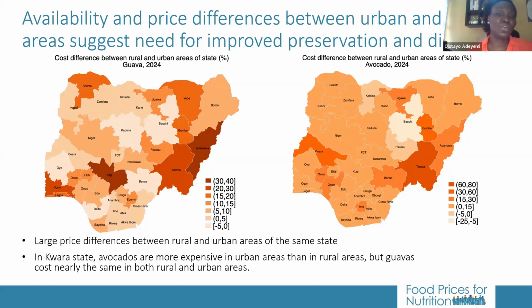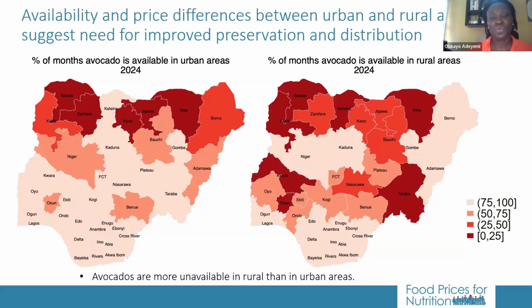And then we compared rural and urban areas of the same state. So within this state, Kwara State for example, what you see is that avocados are more expensive in urban than in rural areas. So this graph is the difference between urban and rural. And so avocados are more expensive in urban areas than in rural areas of Kwara. But if you look at guavas, they cost nearly the same in both. And then you have a situation whereby even though avocado was cheaper in rural areas, it is more unavailable in rural than in urban areas.